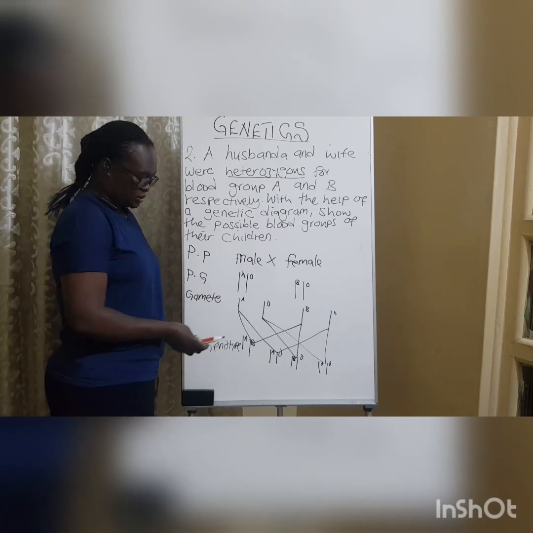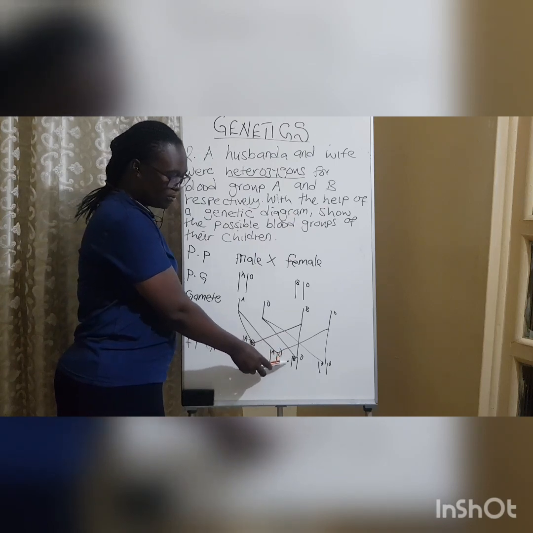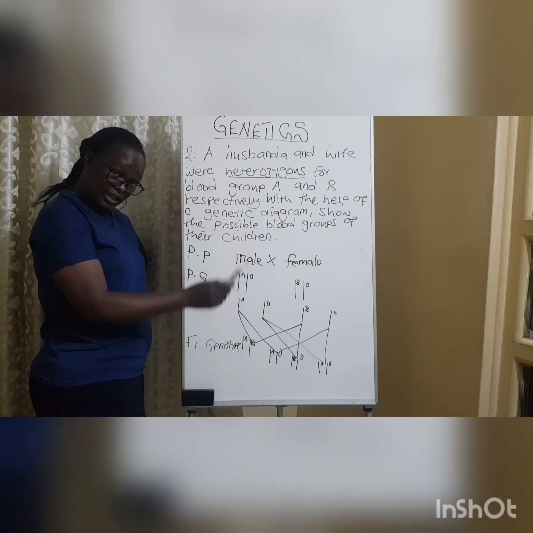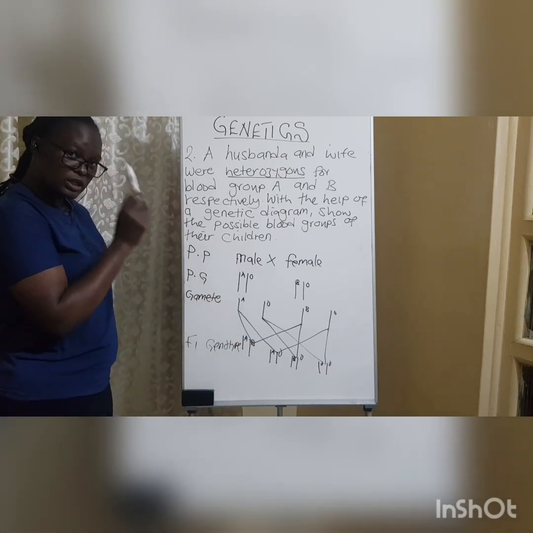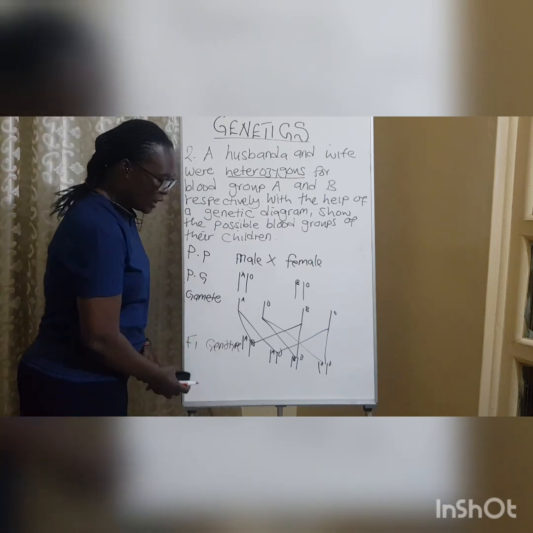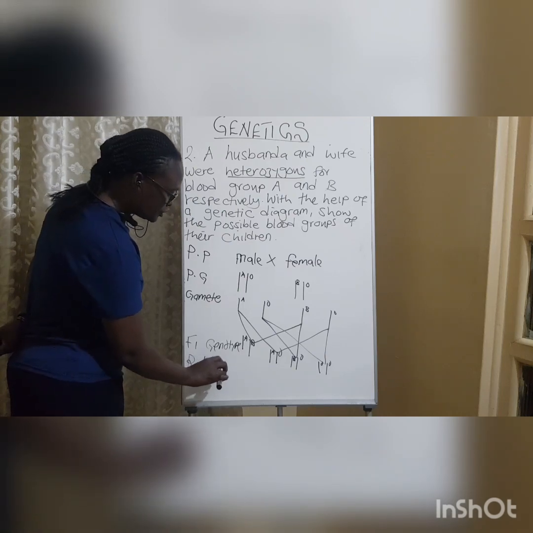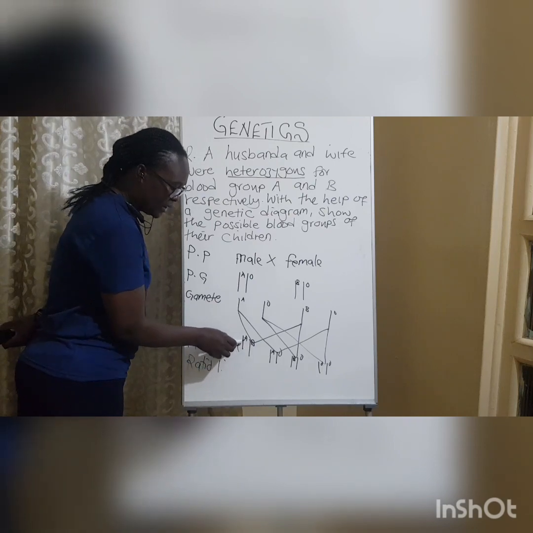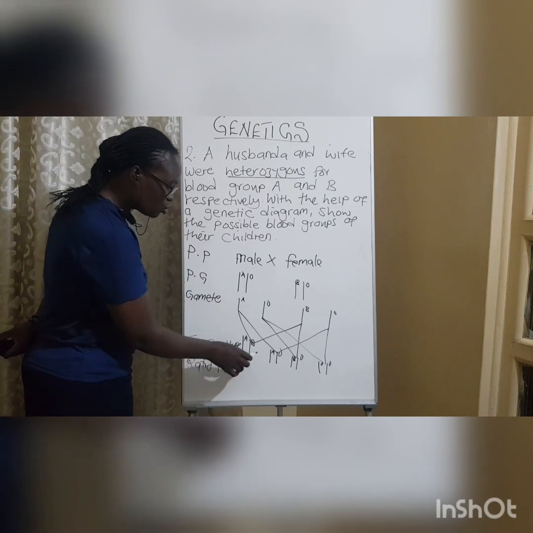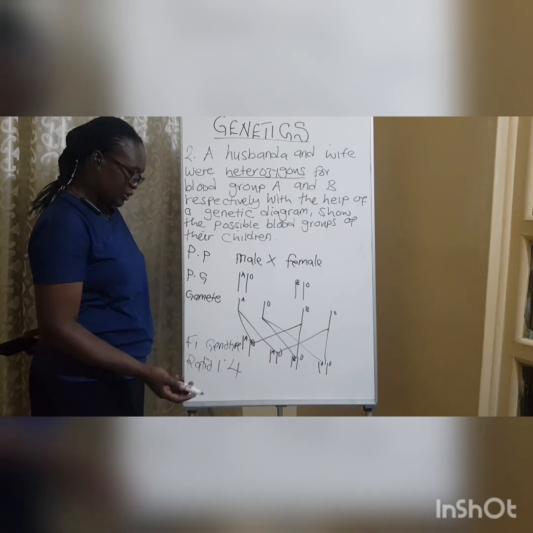Now, if you notice, we have a child with blood group AB, a child with blood group AO, a child with blood group BO, and a child with blood group O. So we have 4 children, and each of the children has got his or her own blood group. In case you are asked to state the ratio, it is 1 to blood group AB is the only one in this line. So we are going to say it's 1:1:1:1.